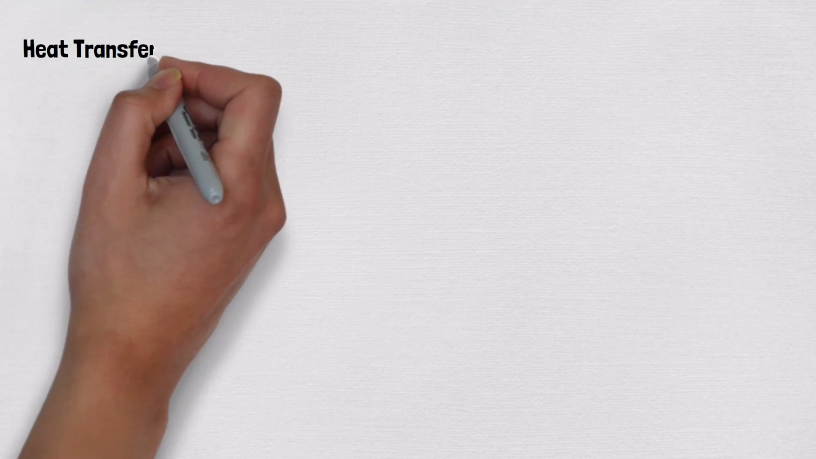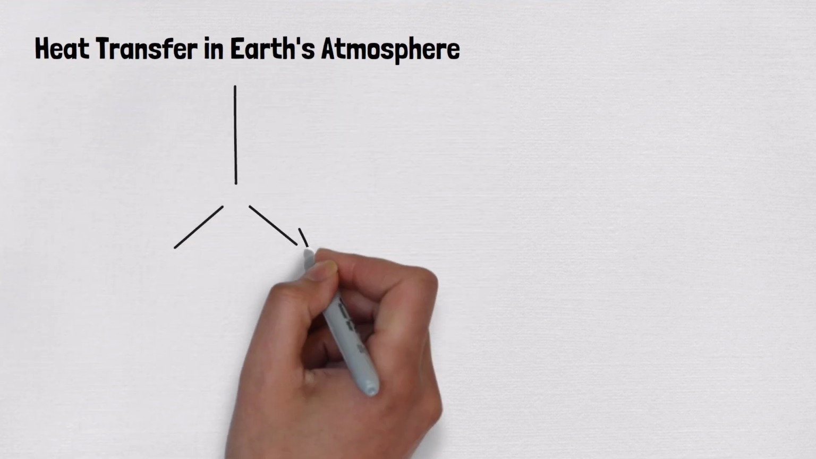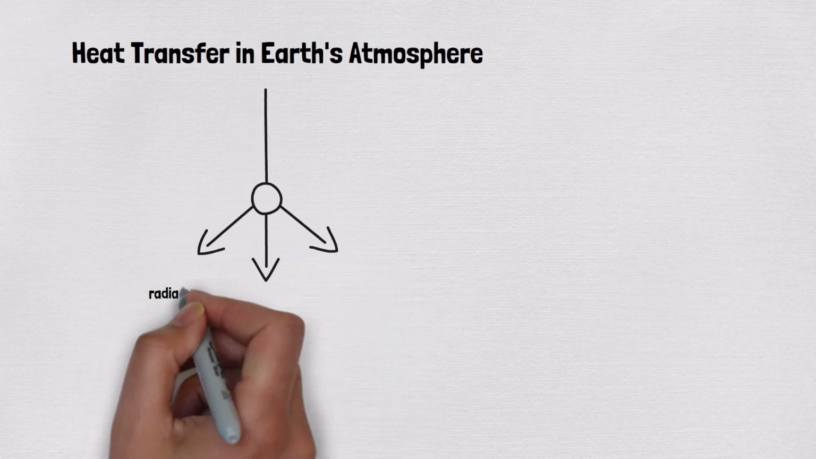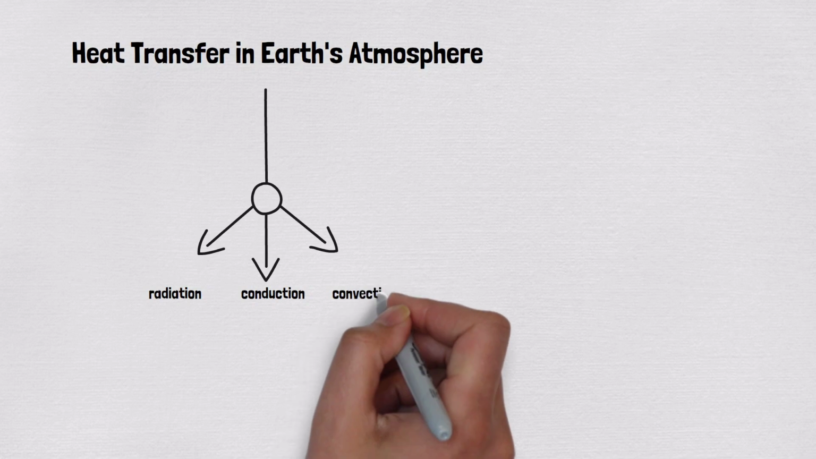Heat transfer in Earth's atmosphere. Heat transfer in Earth's atmosphere occurs similarly to heat transfer on the surface. It happens through three main mechanisms: radiation, conduction, and convection.